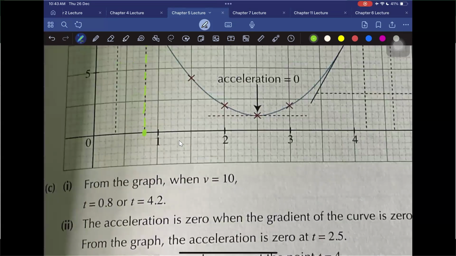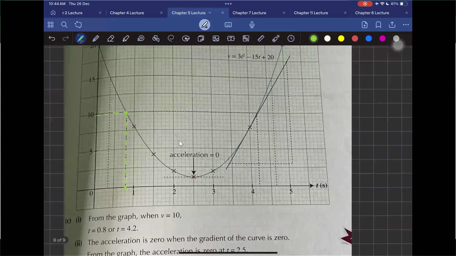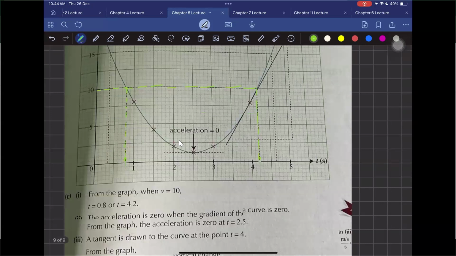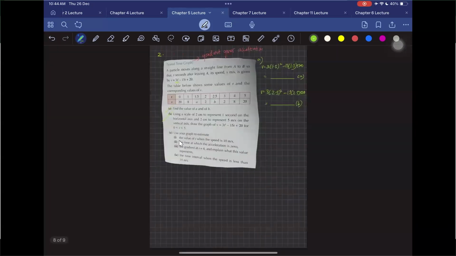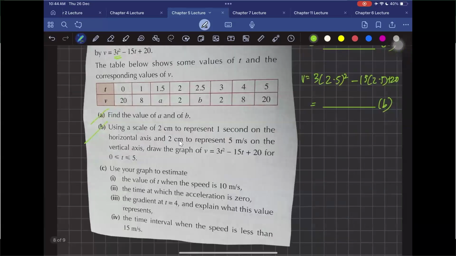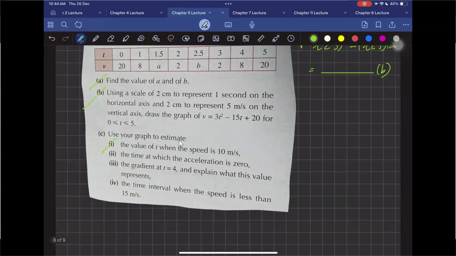Okay? So in this case, at 10 meters per second, note that there's not one value, but there are two values. So if you extend this, it cuts the graph at this point as well. So again, extend to your x-axis, and then you will get 4.2 or 0.8. Okay, so that's your part C I, the time at which the acceleration is 0.